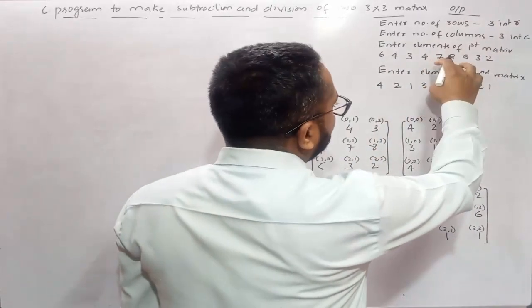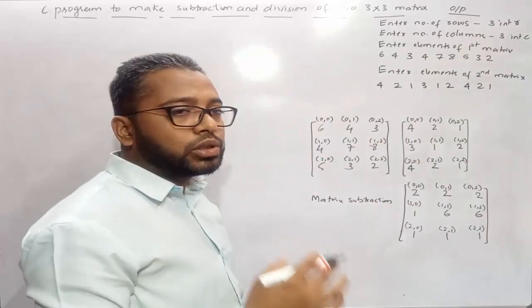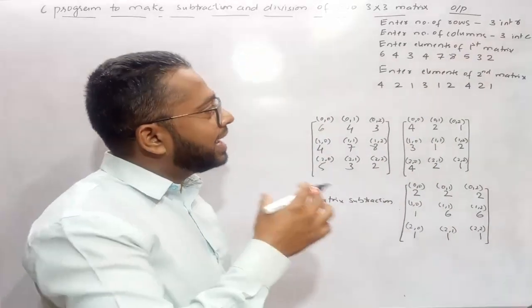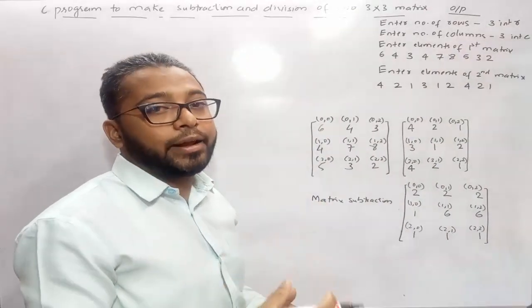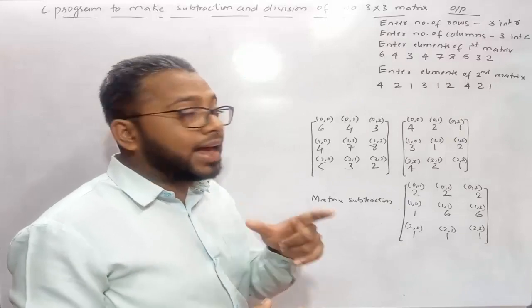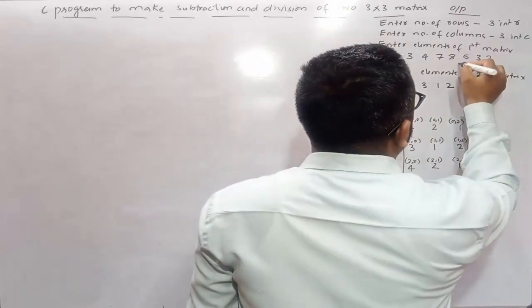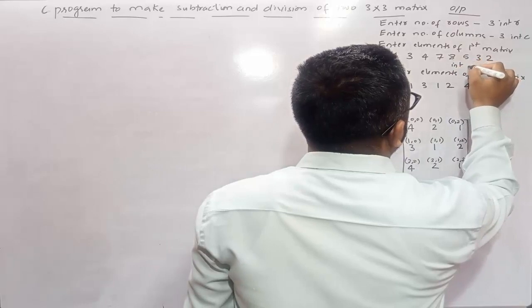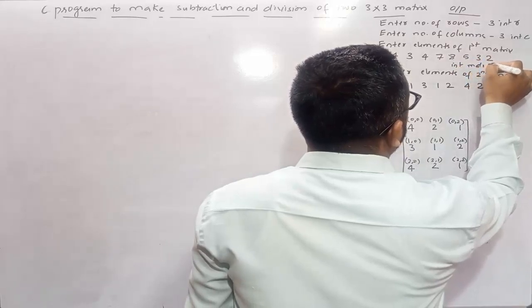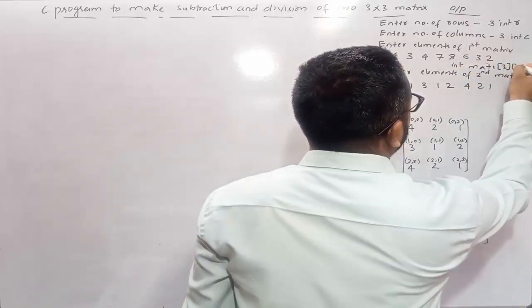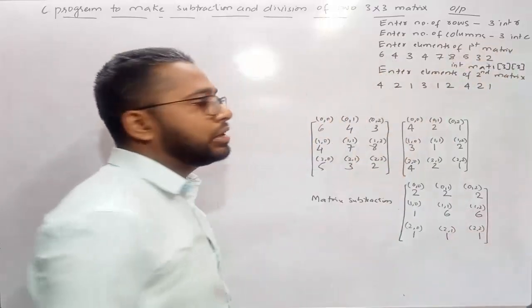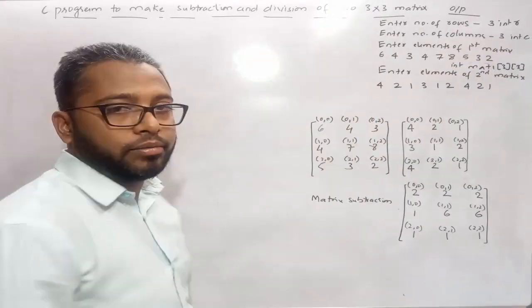Next, I'm asking the user to enter the elements of the first matrix. That means these elements are going to be stored inside an array, so I should create an array also. Let us say int mat1 with 3 rows and 3 columns. So this is the size of the matrix mat1.